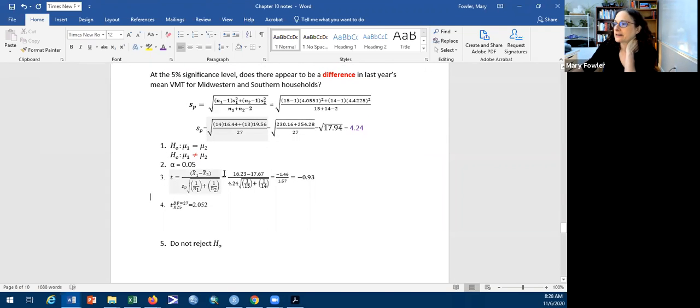Okay. So coming back to the notes, we see our test statistic, subbing in x bar 1 minus x bar 2 over SP times the square root of 1 over n1 plus 1 over n2. And that gives me numerator minus 1.46 and denominator 1.57. And calculating then, dividing here, we get minus 0.93. Okay.